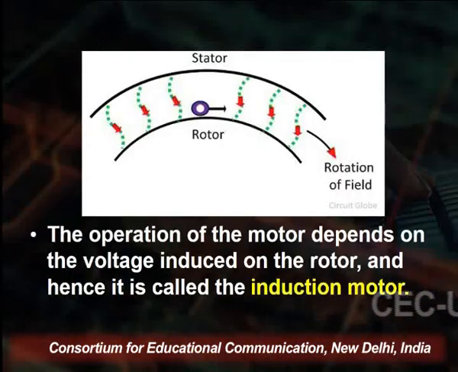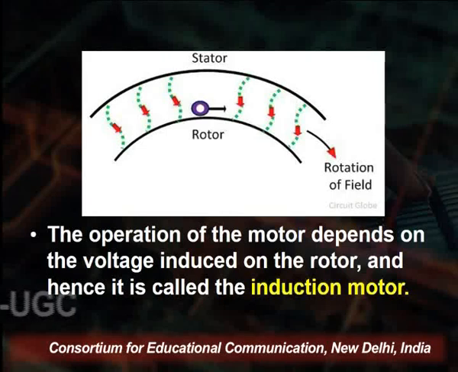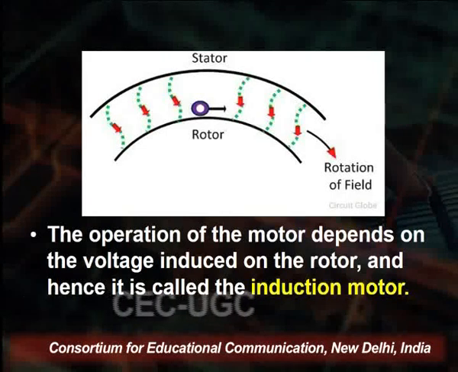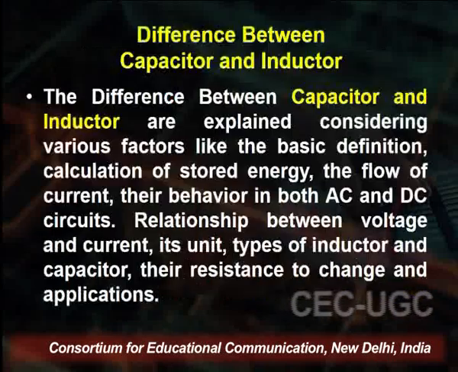field. The rotor starts moving without any additional excitation system because of the torque produced on it, so the motor is called a self-starting motor. As the operation of the motor depends upon the voltage induced on the rotor, it is called the induction motor. So here you see in the diagram, that is the rotating field.